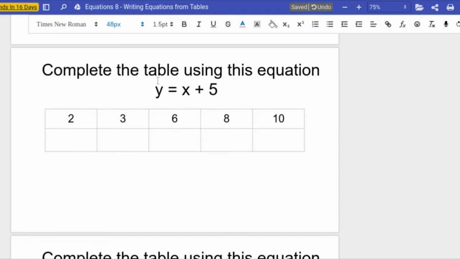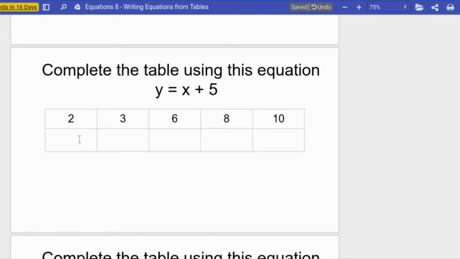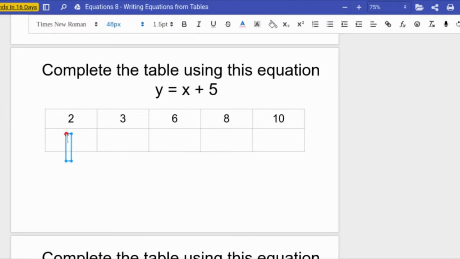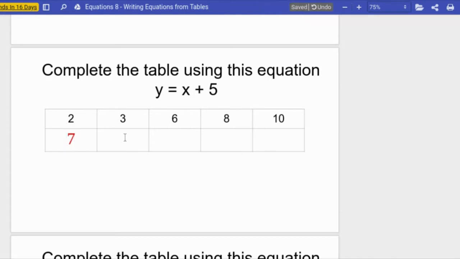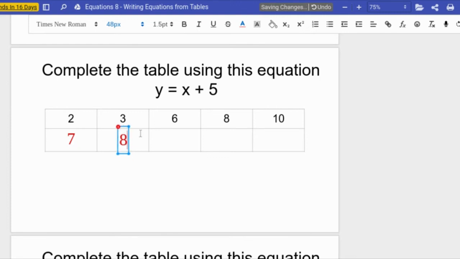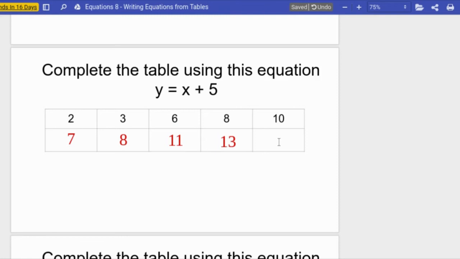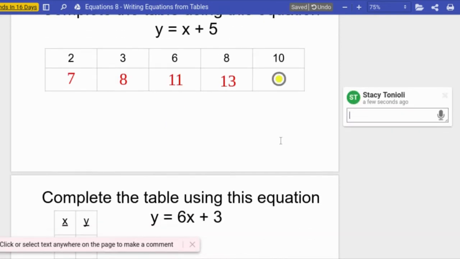Okay, so if I put 2 in for X, I have 2 plus 5 equals 7. If I put 3 in, I have 3 plus 5, which equals 8. If I put 6 in, I have 6 plus 5, which equals 11. If I put 8 in, 8 plus 5 is 13. And if I put 10 in, 10 plus 5 is 15.